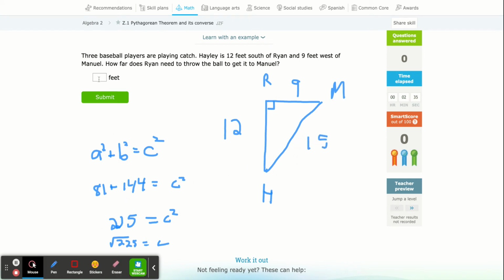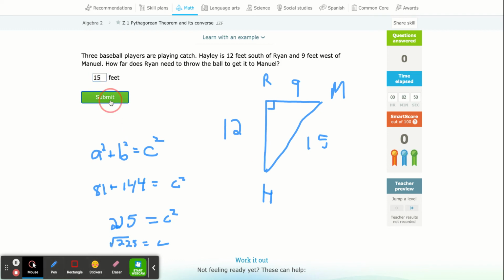All of these problems shouldn't be any more difficult than this. You might have to find a leg, so just make sure you remember if you're given the hypotenuse that you subtract the other side that you know after you square it. Again, this should be a review. I don't want to take too much time with it.